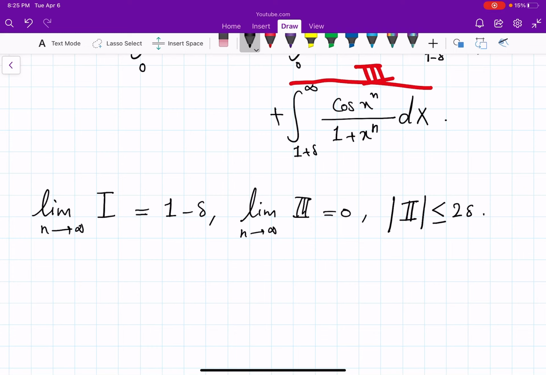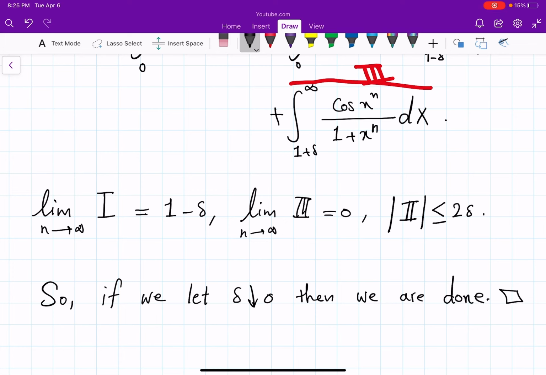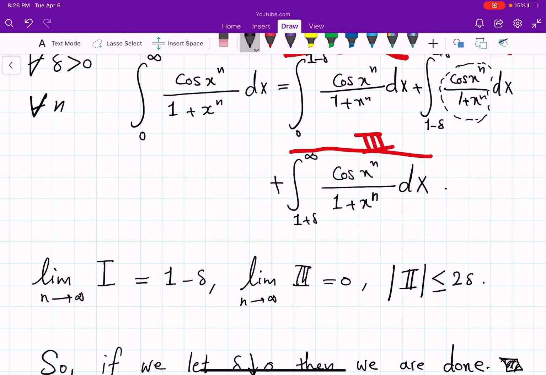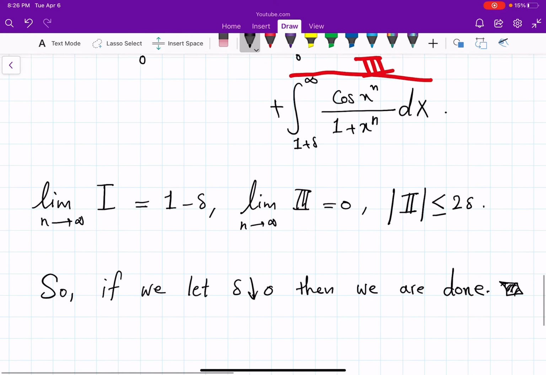So when we put these together, it shows that if we let delta now go to 0, then we are done. Because we have 1 minus delta, 0, and an error term bounded by 2 delta, and delta is arbitrary, so we are left with just 1, and that's what we wanted to show.